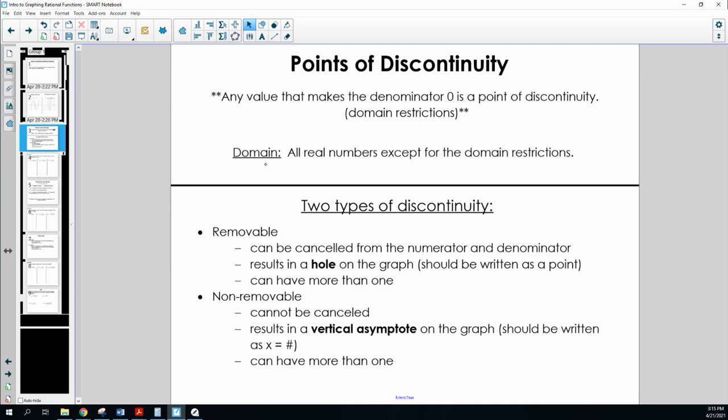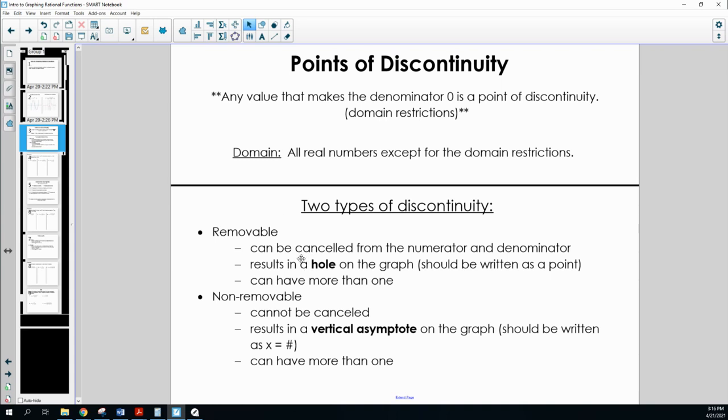Domain, remember, are all of the x values that we can have for a particular function. And in this case, when we have a rational function, the domain will be all real numbers except for the domain restrictions. So we know how to find the domain restrictions. We said that x cannot equal whatever and whatever. So our domain would be all real numbers except that x can't equal whatever or whatever.